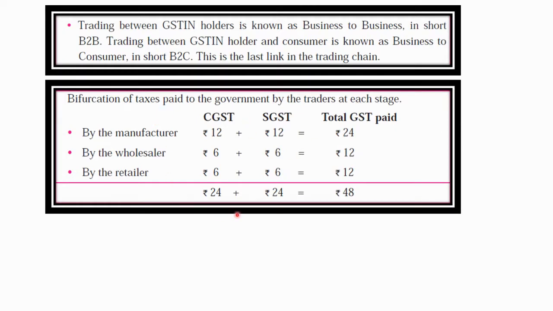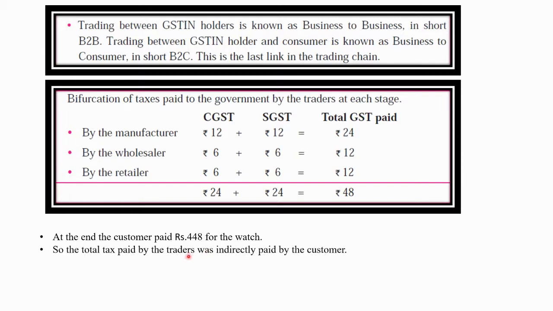So in total, the total is 24 rupees CGST and 24 rupees SGST, and in total 48 rupees the total GST. So at the end, the customer pays rupees 448 for the watch. That is, including the 48 rupees GST tax.